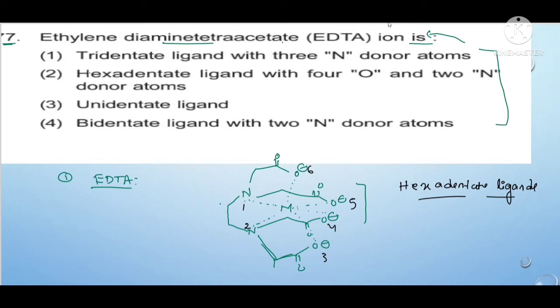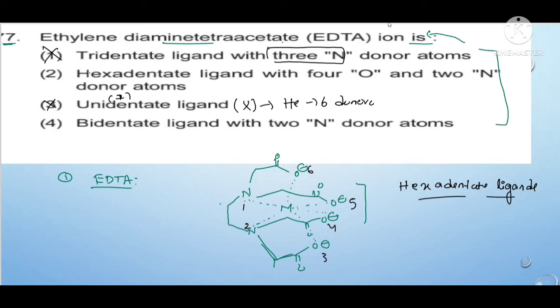Now let us try to verify each option. First option: tridentate ligand with 3 nitrogen donor atoms. Here only 2 nitrogens are present, but they have given 3 nitrogens. So statement 1 is wrong. Next one: it is a unidentate ligand. No. Why? Because it is a hexadentate, that means 6 donor sites are present. Monodentate means only one site. This is the wrong statement according to the structure.